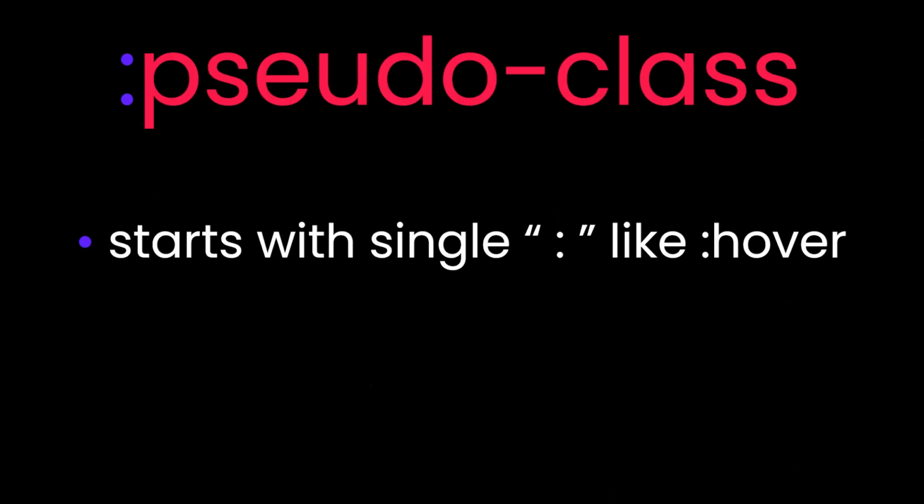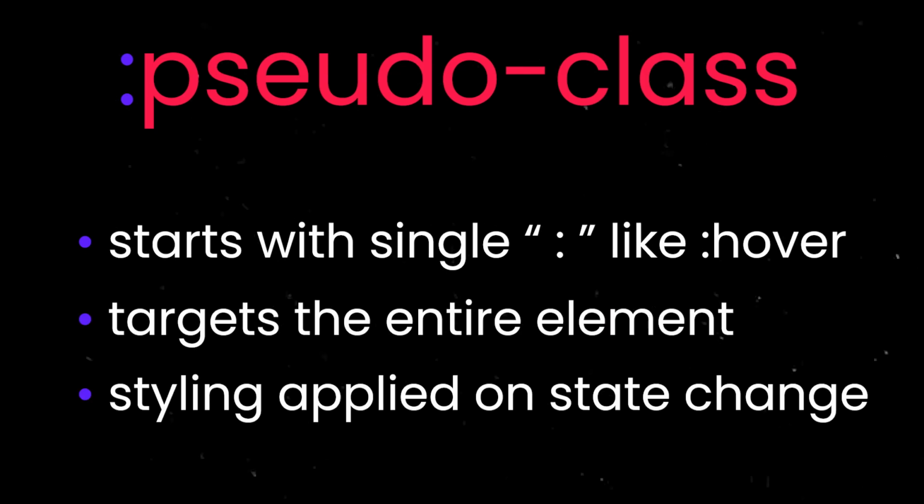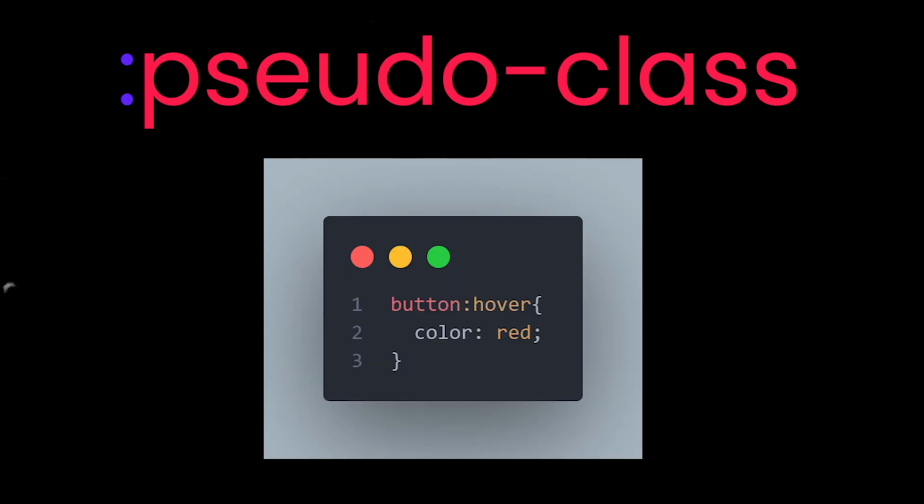In this video, I will show you the differences between pseudo-classes and pseudo-elements. Pseudo-classes use a single colon. Using a pseudo-class, you can target whole elements and apply styles based on their state or position in the document, such as adding a hover effect to a button.